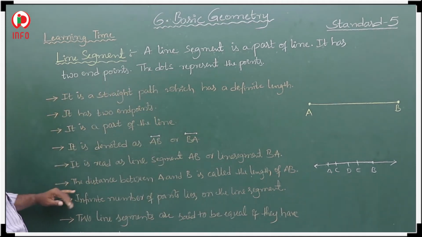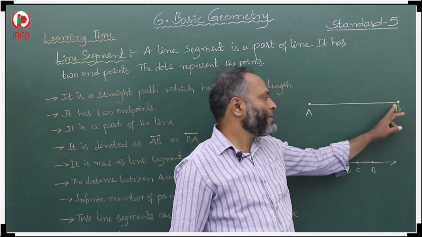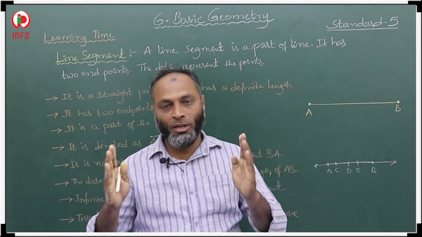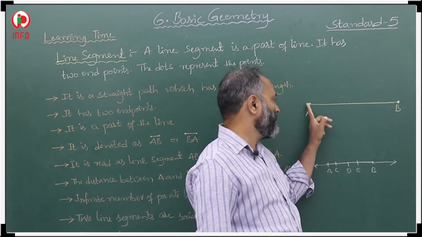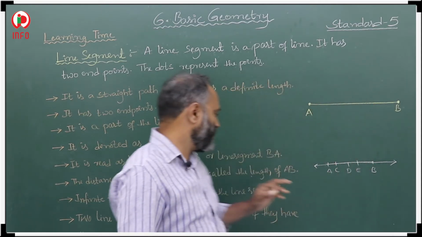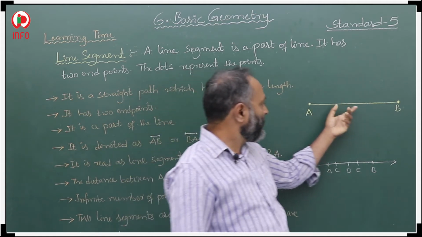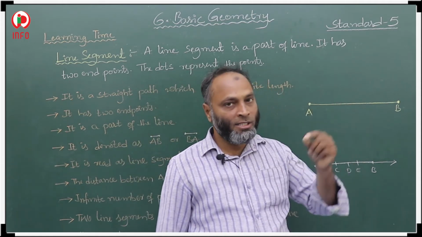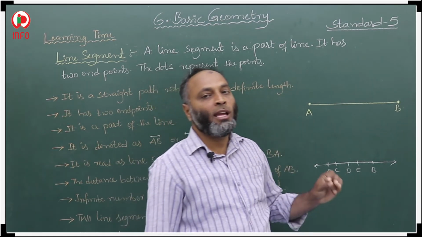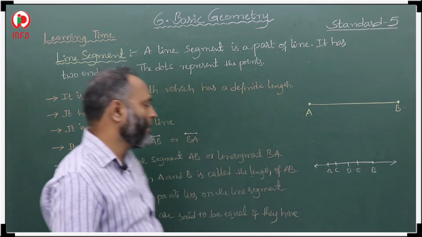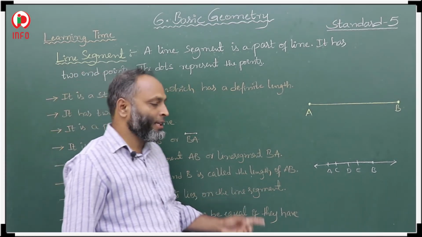Next, the distance between A and B is called the length of the line segment. The length of the line segment is fixed. The distance, meaning the length from A to B, is fixed. Whatever the distance is between A and B, that is fixed, and it is called the length of line segment AB.